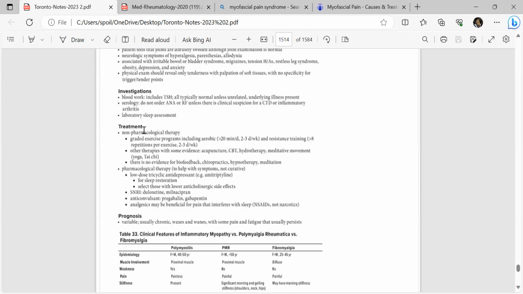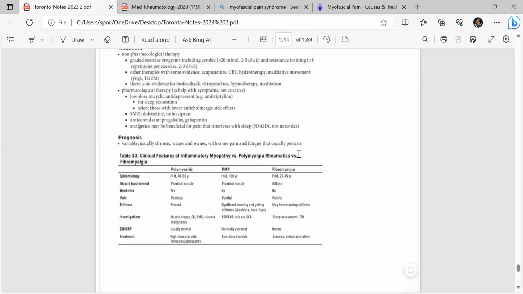So the treatment of fibromyalgia is divided into two parts. Non-pharmacological is yoga, aerobics, resistance training, CBT, and acupuncture. Pharmacological treatment is tricyclic antidepressants, just amitriptyline for sleep restoration, and selective ones with fewer anticholinergic side effects. Okay, SNRIs, duloxetine, and the anticonvulsants pregabalin and gabapentin. Analgesics may be beneficial for pain that interferes with sleep, that is NSAIDs, not narcotics.